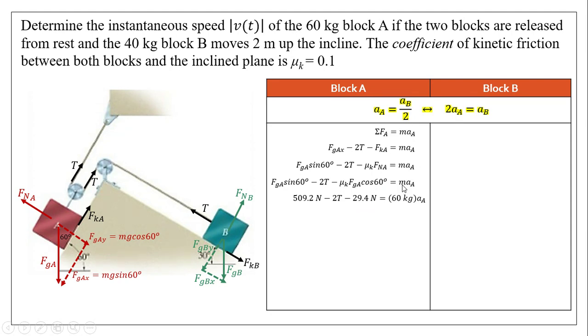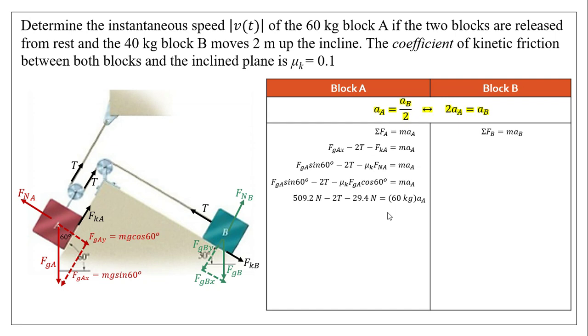And then, as I said earlier, this M here is for block A, so that's 60 kilograms. So as you can see here, you have two unknowns, right? You have a T that's unknown. You have an aA that's also unknown, or the acceleration of block A is also unknown. So here you can't really solve anything because you have one equation with two unknowns.